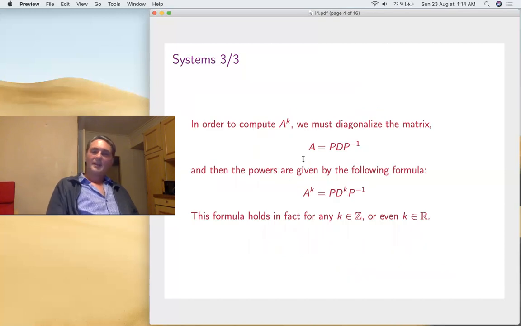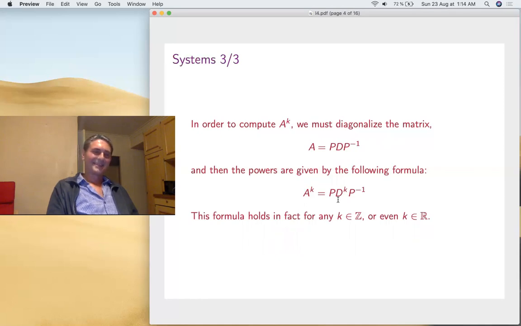So now this formula, just as a remark here, this is true for k integer, but it's also true for negatives, right? If you want to invert the matrix, that's going to be PD^-1 P^-1, and then you can take negative powers. And it's actually true for pretty much every function. I mean, it's also true for real powers. Also, you can put exponentials, whatever other functions.